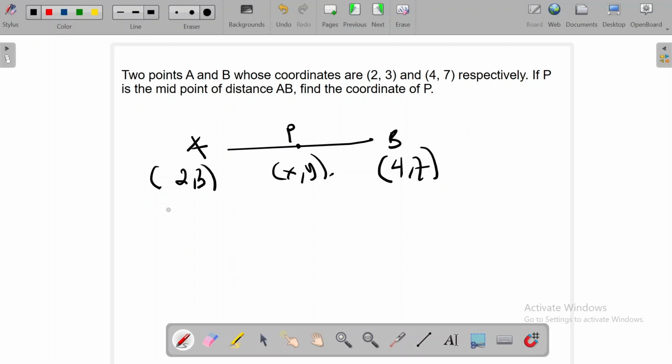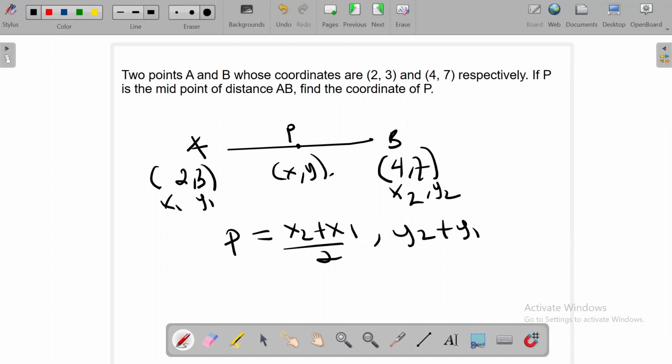I would simply call this X1, Y1, X2, Y2. So simply add the X's and the Y's, divide them by 2. So the midpoint, which is represented as P, would be X2 plus X1 divided by 2, Y2 plus Y1 divided by 2.